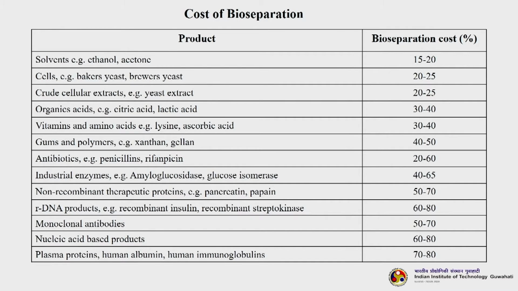You can see that the cost of bioseparation is huge for almost all the products. For solvents it is 15 to 20%, for plasma proteins or human albumin it is 70 to 80%. For antibiotics it is almost 20 to 60%. So, the downstream processing cost is extremely high for most biological products. That is why there is a lot of scope still available for research to find solutions or technologies which can reduce this cost of bioseparation. Once this cost decreases to a significant level, the cost of the final product will decrease.